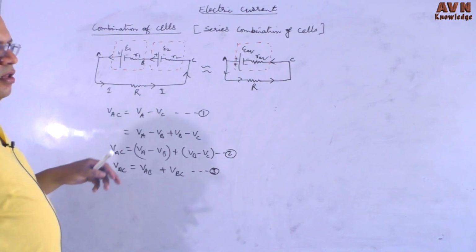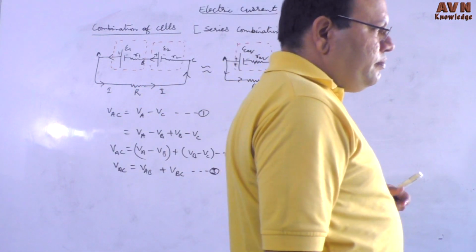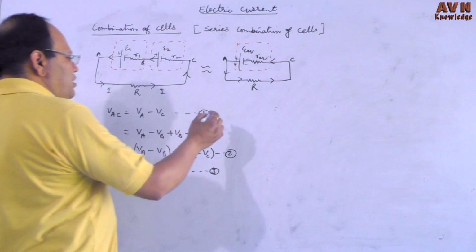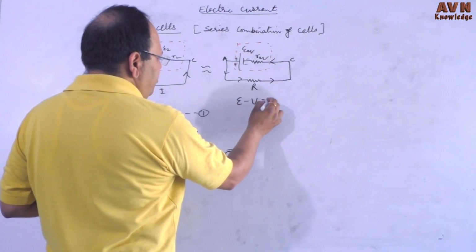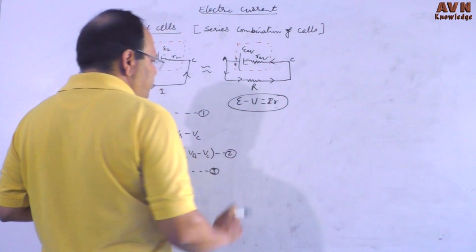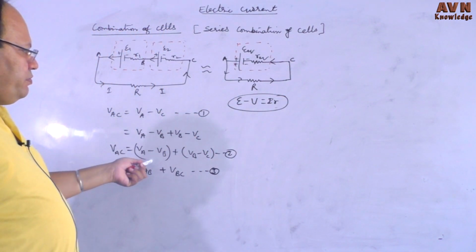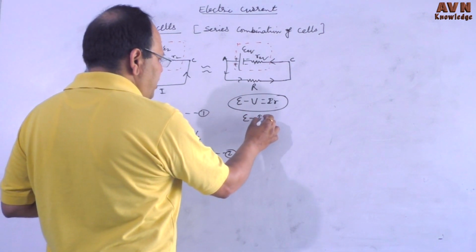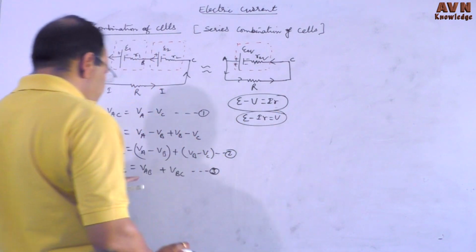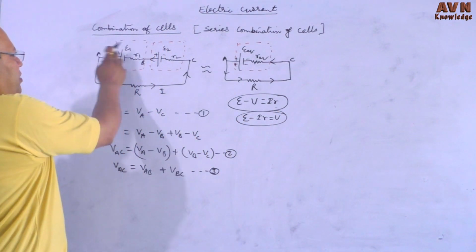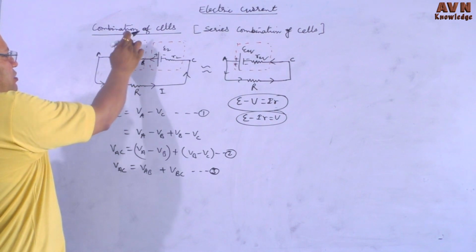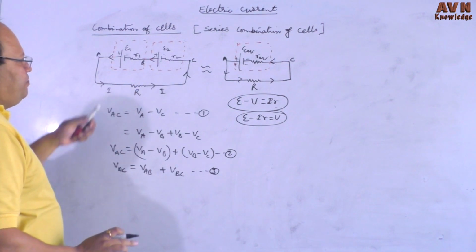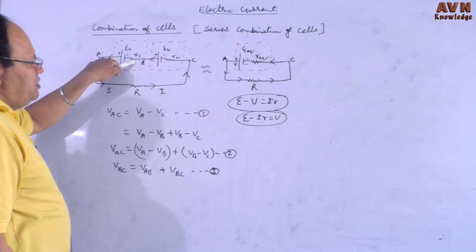What is the relation between terminal voltage, EMF, and internal resistance? We have already studied the basic formula: E minus V equal to I into R. This is the basic formula. When you use the potential, what is the potential? Potential is E minus IR equal to V. So here, what is the potential between A and B? This is A and B. A cell E1 is used, current is I, because in series combination current will be the same, and the internal resistance is R1.